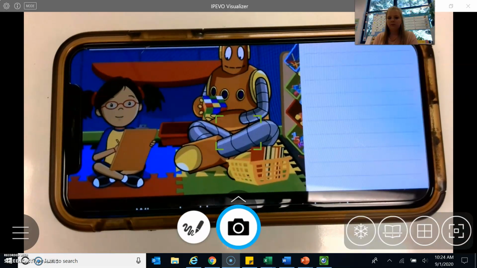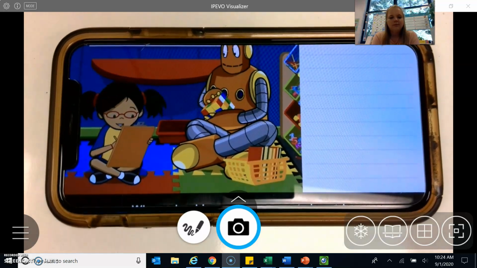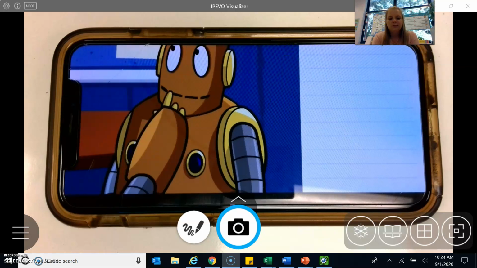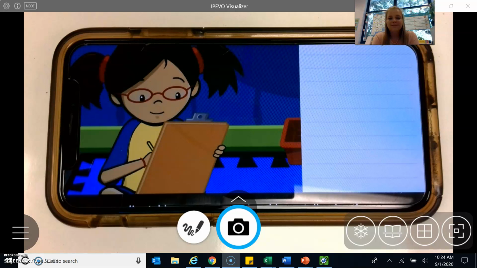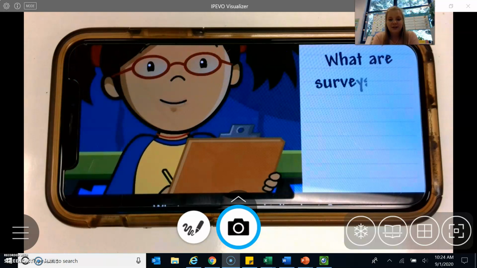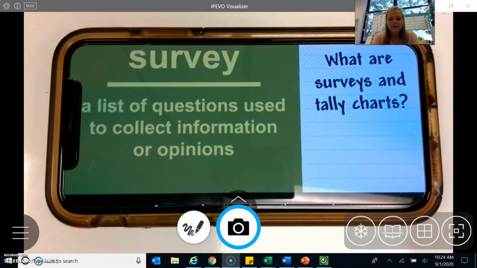Where should we go on our next class trip? The zoo, the firehouse, or the apple orchard? I'm taking a survey and making a tally chart. So there's survey and tally chart. What are surveys and tally charts? A survey is a list of questions used to collect information or opinions.